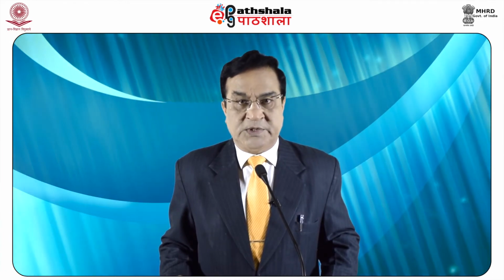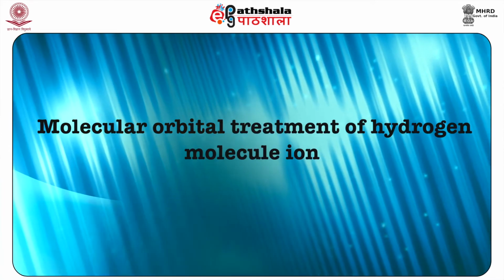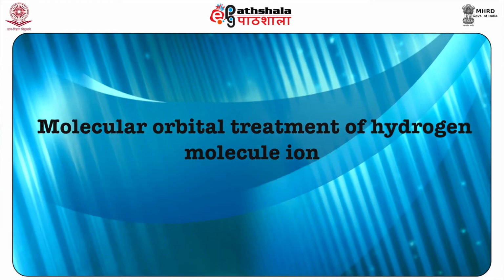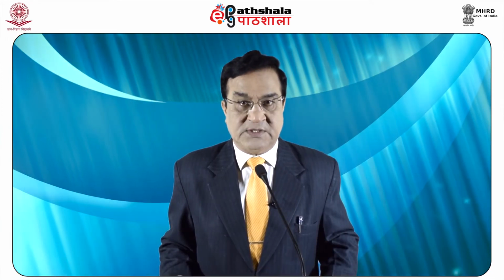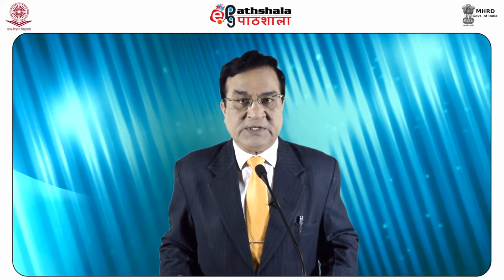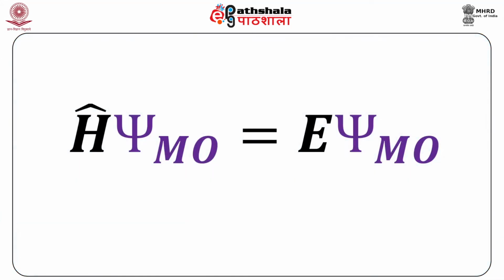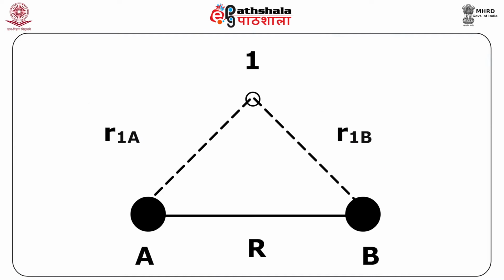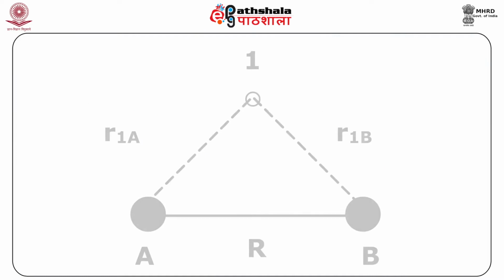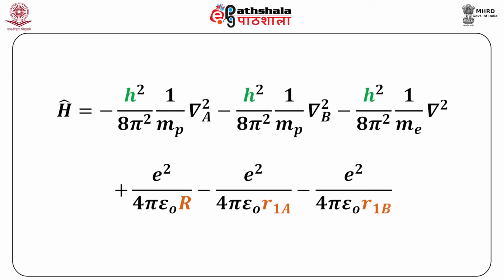Now in this module today, we will study the molecular orbital treatment of the hydrogen molecule ion, that is H2+. So it has two atoms but only one electron. The first thing to start with would be how to write the Schrodinger equation for H2+. As you know, there are two nuclei and one electron, so the total number of terms in the Hamiltonian would be 6. The corresponding Hamiltonian for H2+ would be as shown here.